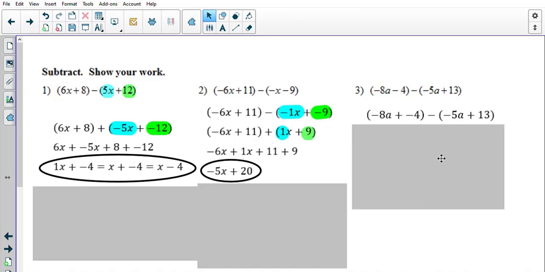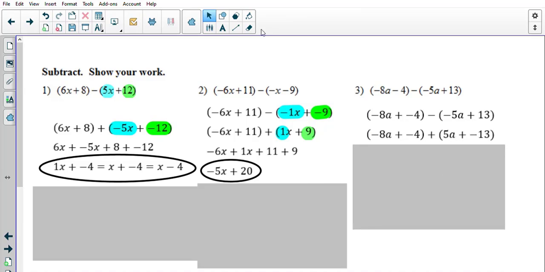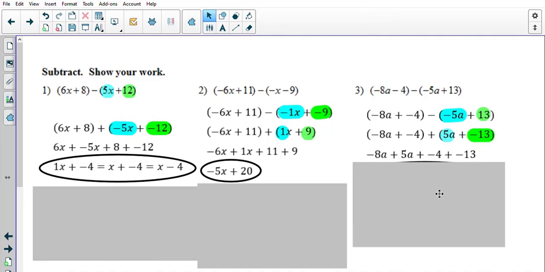Now, steps 2 and 3, subtraction to addition, and each term in the second set of parentheses becomes its opposite. Negative 5a to positive 5a, and positive 13 to negative 13. Put those like terms side by side. Negative 8a plus 5a plus negative 4 plus negative 13.